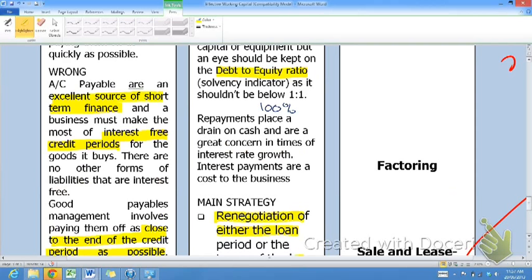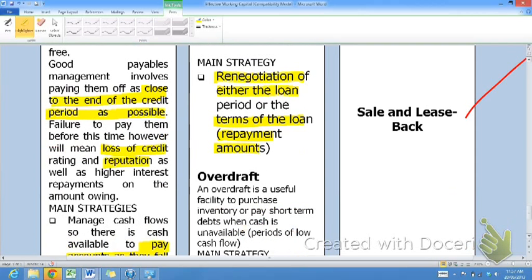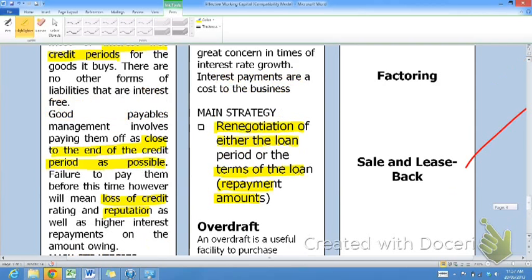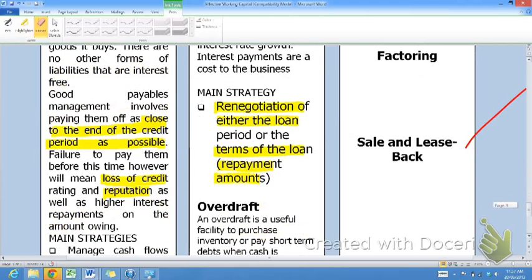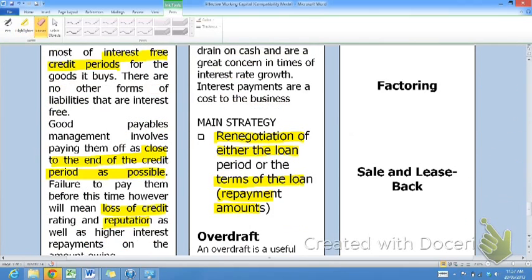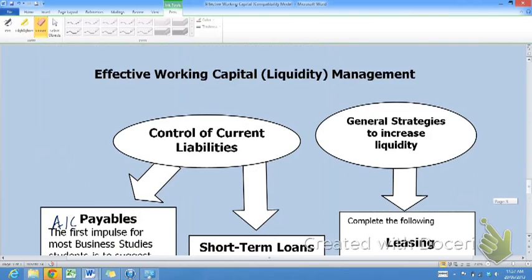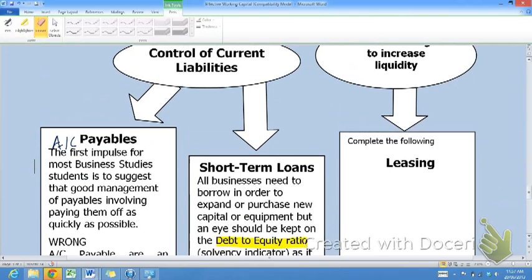Okay. The same as short-term debt, but that short-term debt should be renegotiated, and if you extend the time of the loan over a longer period, the repayments amounts actually become smaller. Okay. But here are some of the strategies to actually reduce or improve your liquidity. Okay? Now, the first one is don't use cash at all.